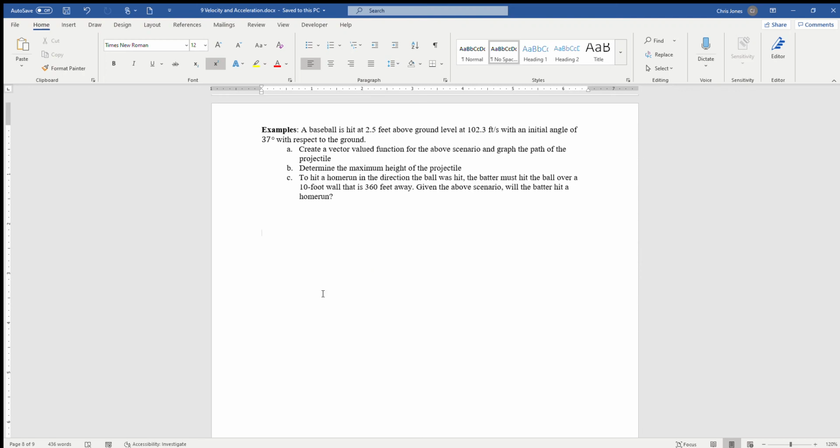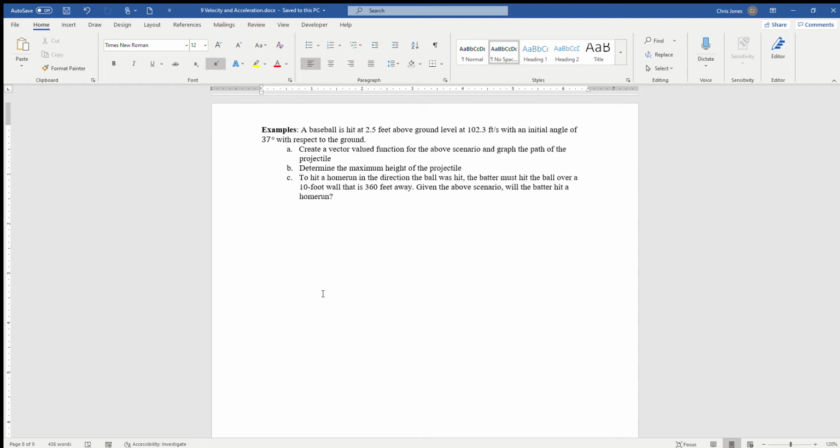So one last example of being able to work with our vector valued functions and projectile motion. Let's say we have a baseball and it's hit at 2.5 feet above ground level at 102.3 feet per second with an initial angle of 37 degrees with respect to the ground. We're going to create a vector valued function.